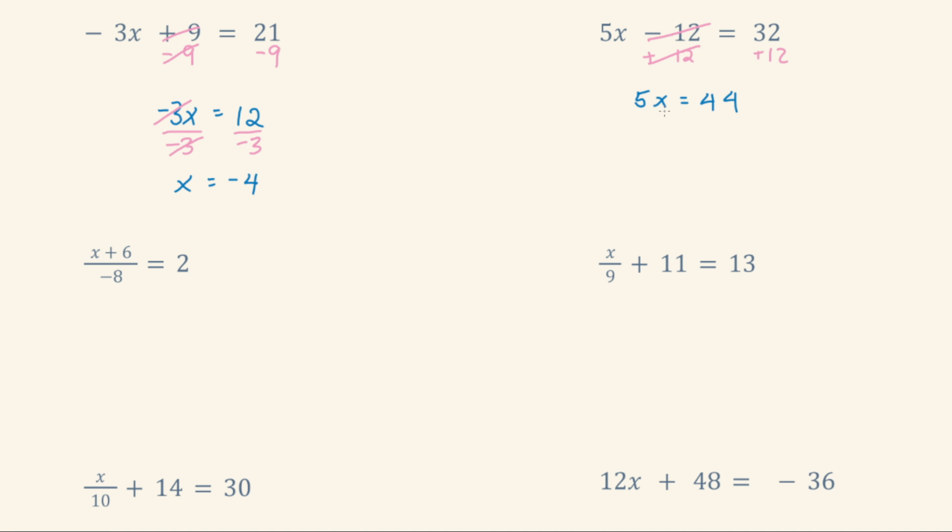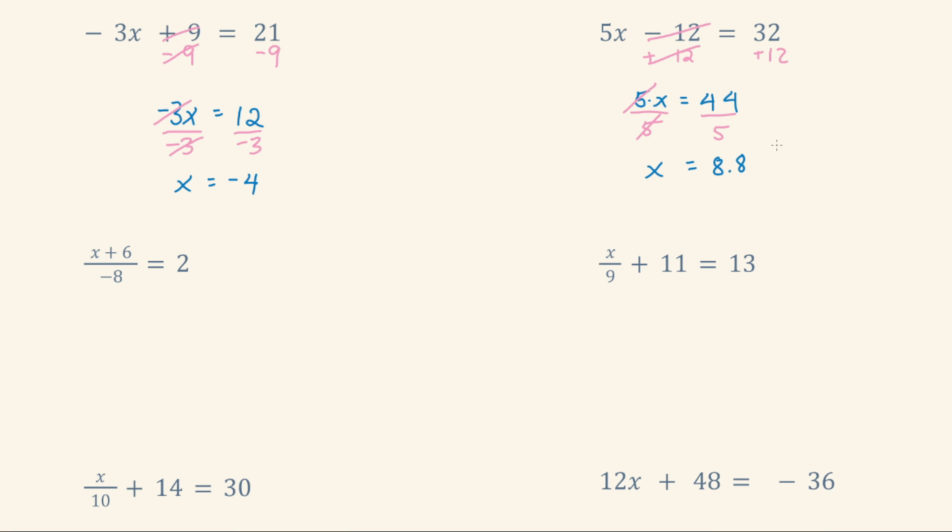And now I have to undo this multiplication. I'm going to divide by 5. And I'm going to divide by 5 on that side as well, right? So this 5 divided by 5 is going to cancel out, and I'm just left with x is equal to 8.8.